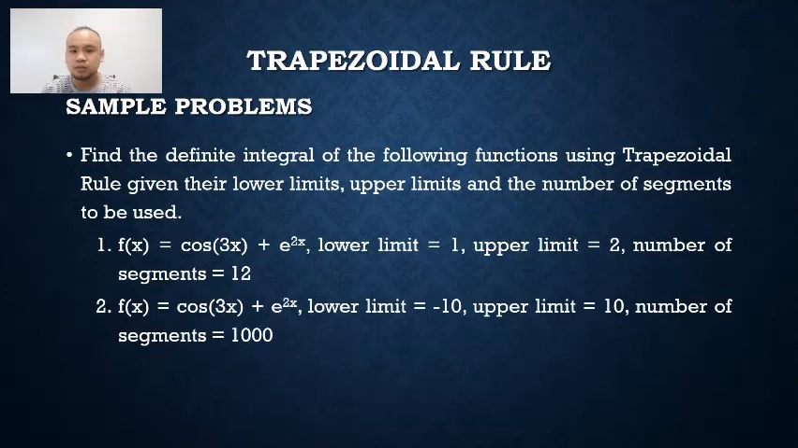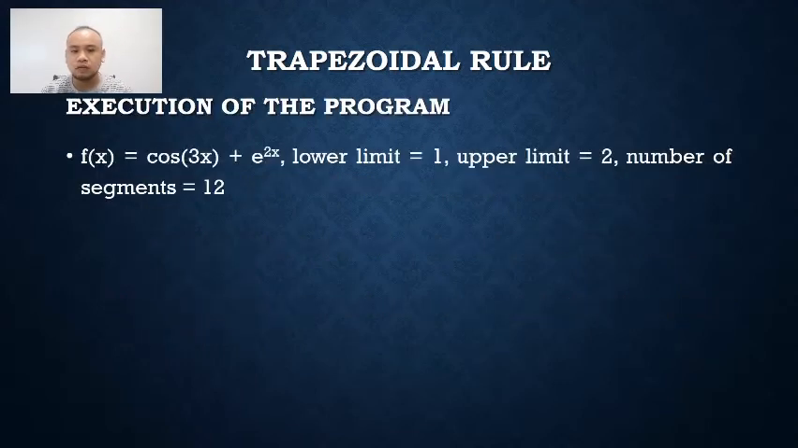Let's try these sample problems. Find the definite integral of the following functions using trapezoidal rule given their lower limits, upper limits, and the number of segments to be used. Let's start with f of x equals cosine 3x plus e raised to 2x with lower limit 1, upper limit 2, and number of segments 12.